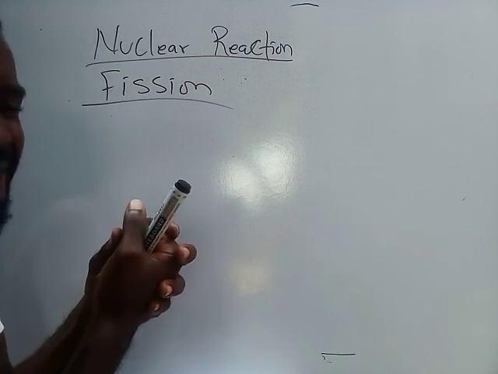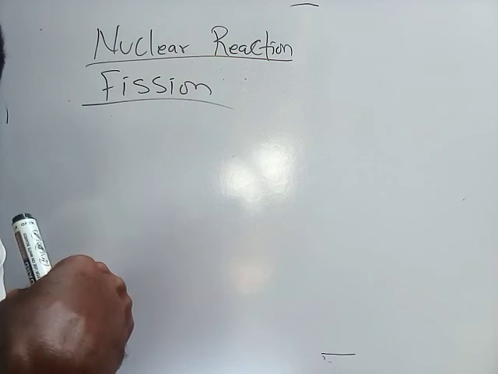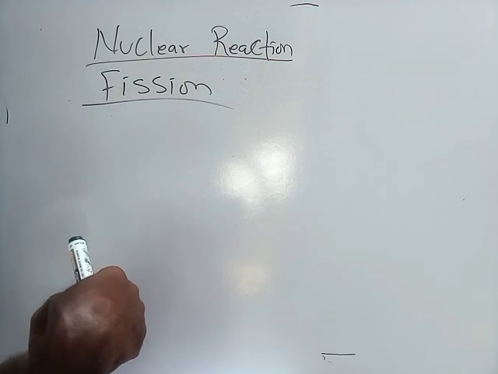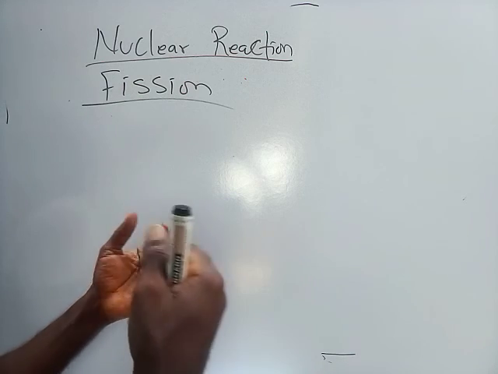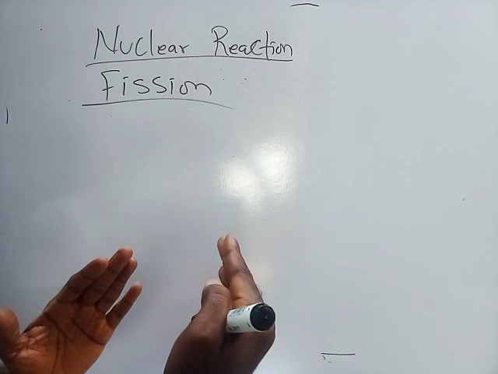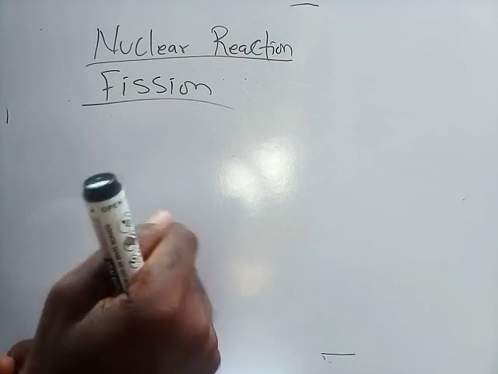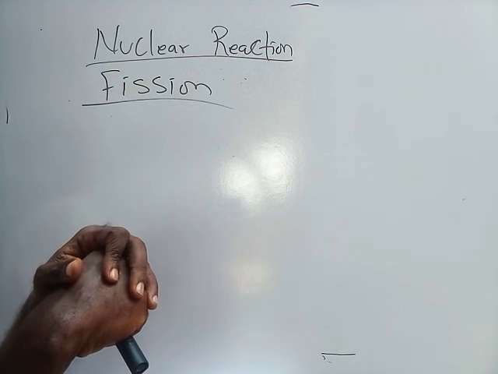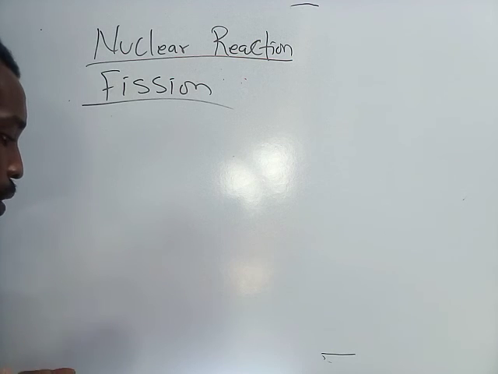One neutron can cause the unstableness of the nucleus. After that, the large heavy atomic nucleus splits, and it now produces smaller nuclei and more than one neutron. Remember, only one neutron causes the bombardment.